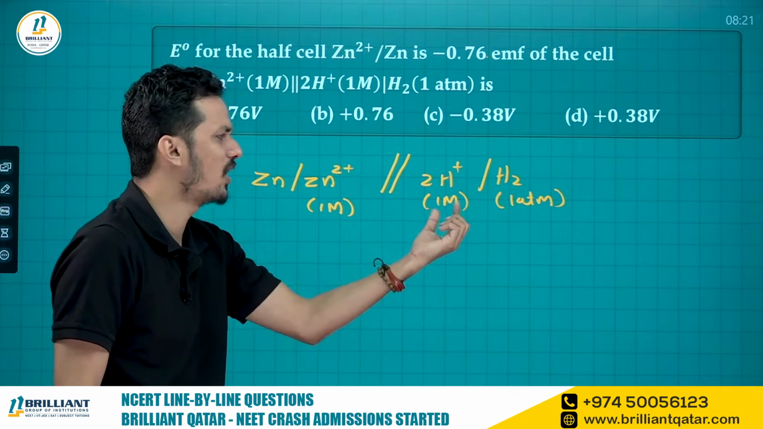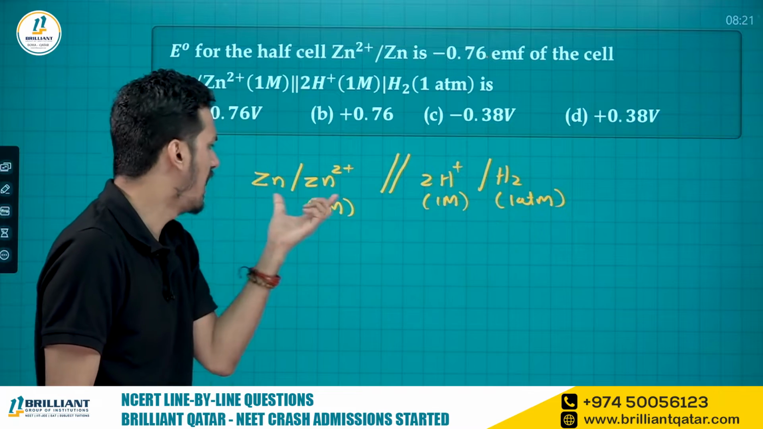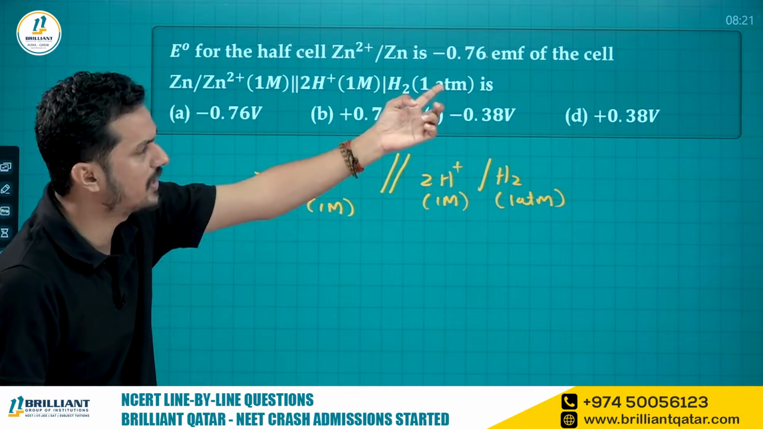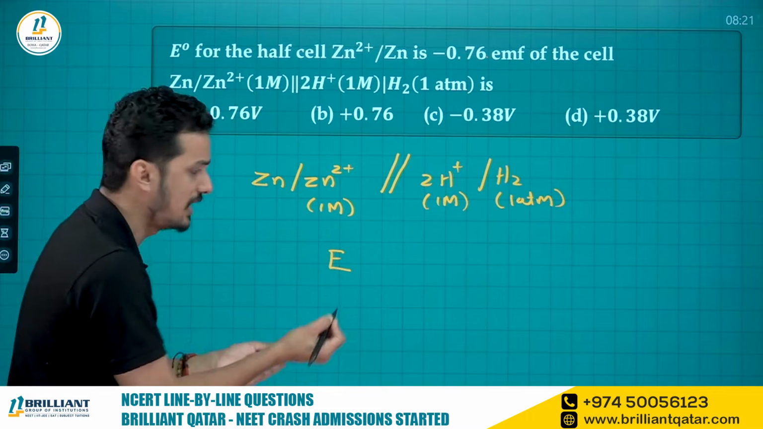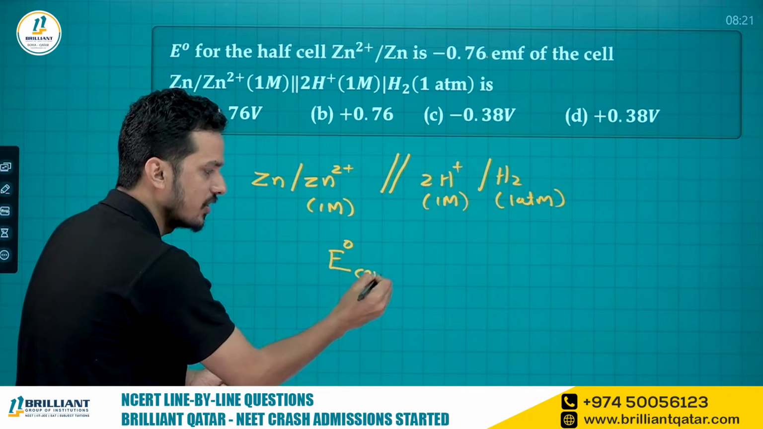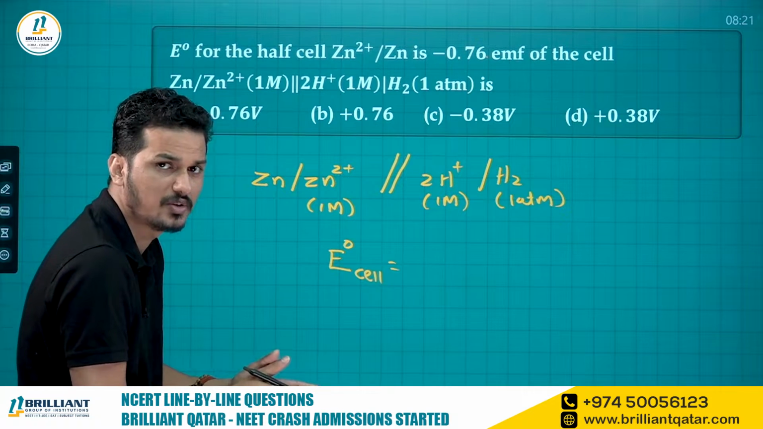SHE means 1 molar, 1 atm, the standard hydrogen electrode, only this one. And this is the zinc bar, zinc 2 plus. They are asking about the EMF of the cell. What's the formula to find the EMF of the cell? EMF of the cell is E0 cell equal to what? What's the formula we can use?